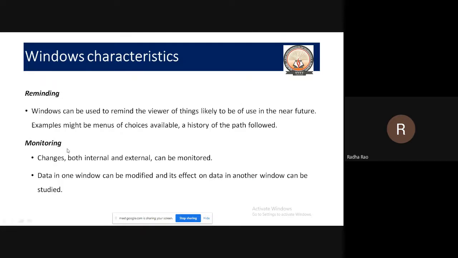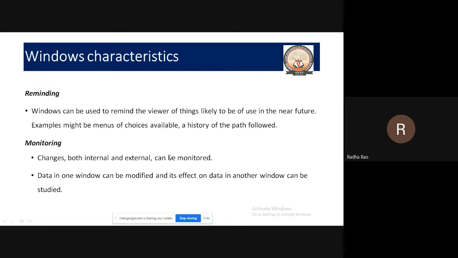Reminding. The reminder is the one which always reminds us what exactly the task is which we have to do. So windows can be used to remind the viewer of things likely to be used in the future. For future use we can set the reminder, or for the current task to perform we can also set the reminder. Like menus of choices available, a history of the path followed. So all these reminders we will have when we are using windows.